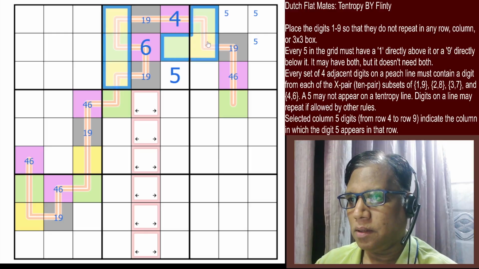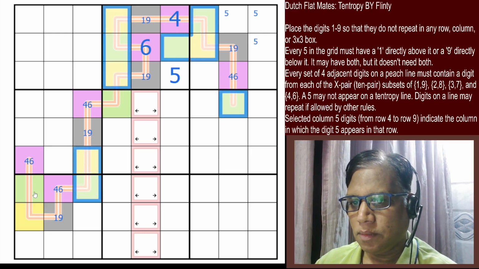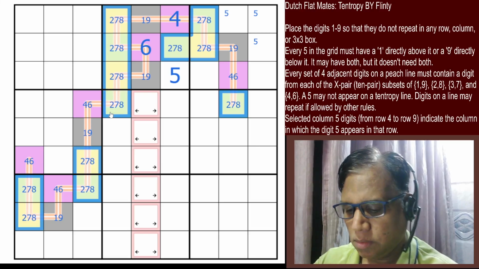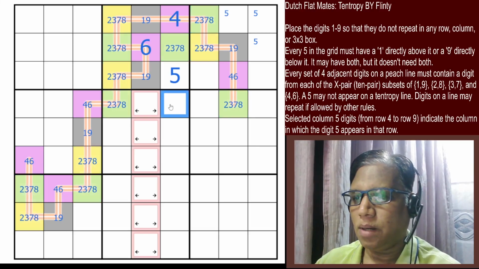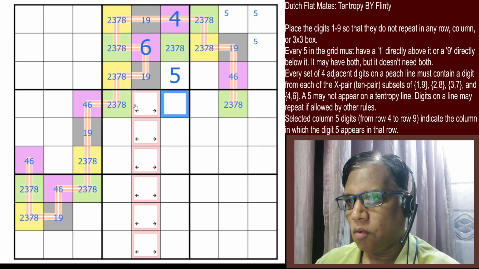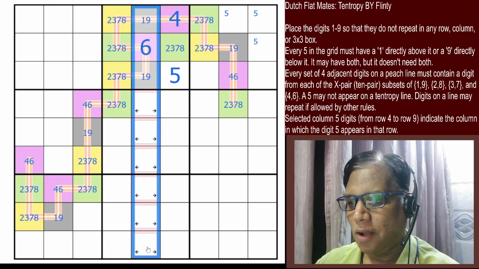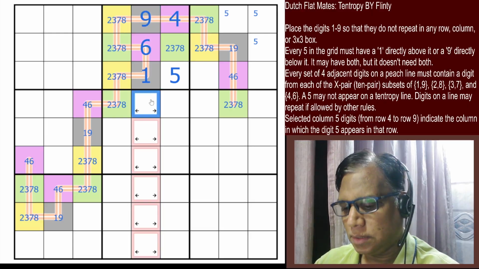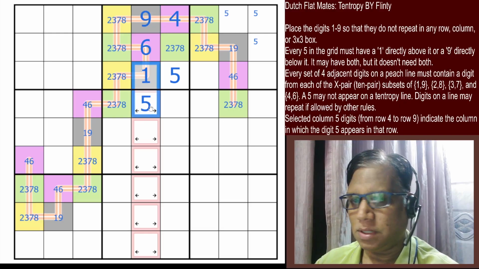All these are 2 3 7 8, right? So either there are 3 7 pair or 2 8 pair, but one of those. Now clearly in this column to have 5, right? This must be supposed to be 1, and that's 9. So that's 5, right? So that we can have this Dutch flat mates.